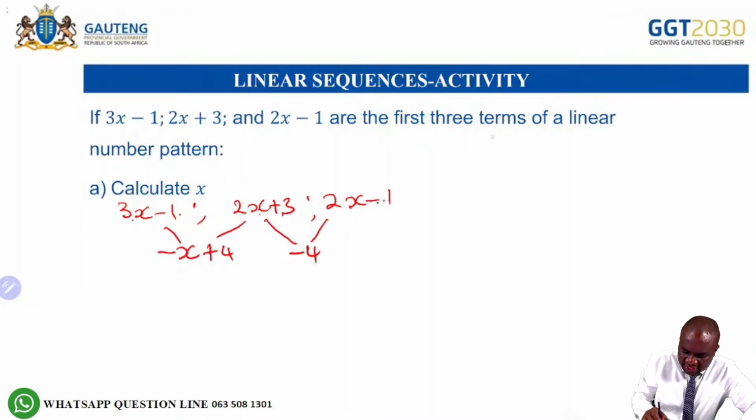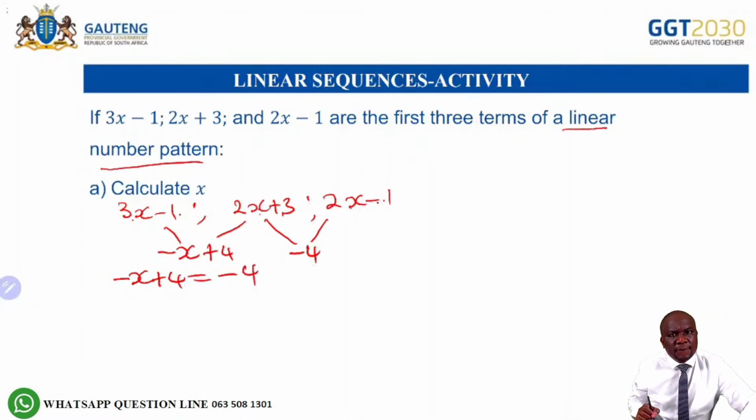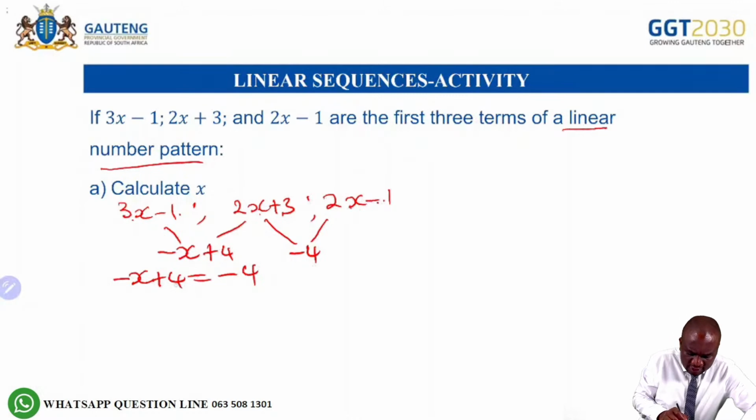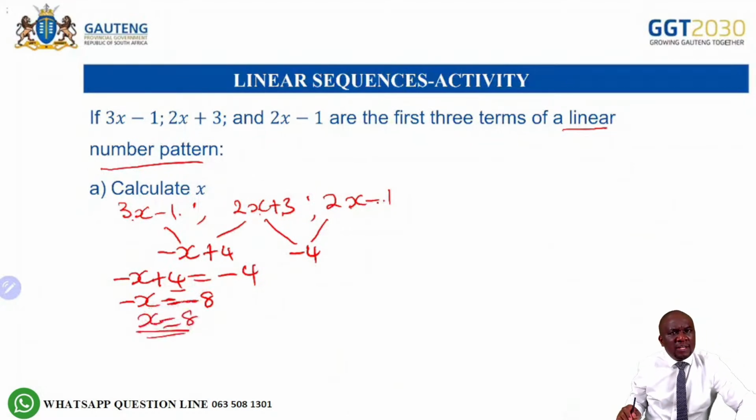We're told that this is a linear number pattern. So meaning that negative x plus 4 is equal to negative 4. Okay, you see that? Then subtract 4 from both sides of the equation. Negative x is equal to negative 8. Then we can divide by negative 1 on both sides. x is equal to 8. That's the first part. So they say find the value of x. It means x is equal to 8.